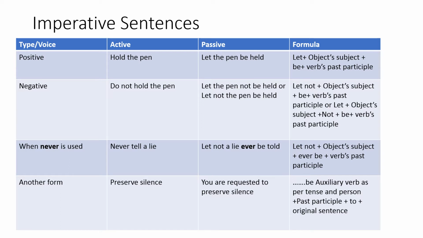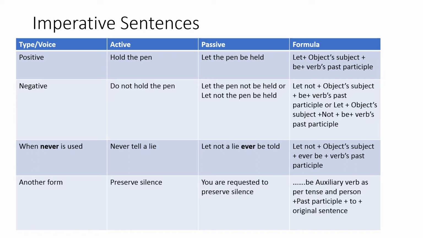So if you compare the former sentence, the first one, the positive sentence, "Hold the pen" with "Do not hold the pen," then what we see in the passive voice is that we have just brought "not." Let the pen not be held, or let not the pen be held. So that's the form. So just remember the formula. If you are perfect on positive imperative sentences, then negative is quite easy. You'll have to just bring "not."